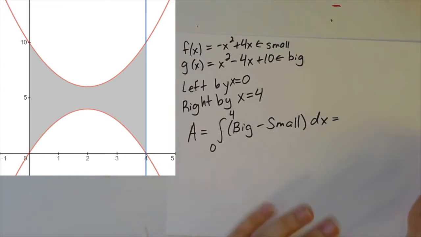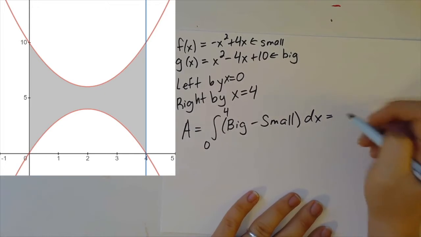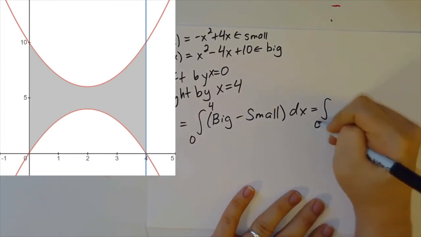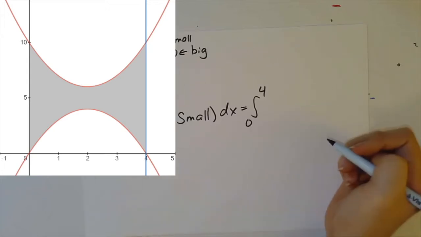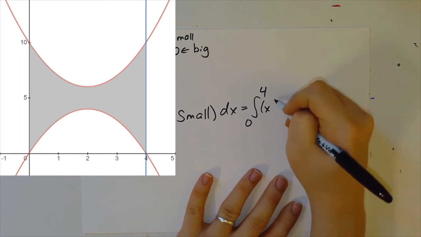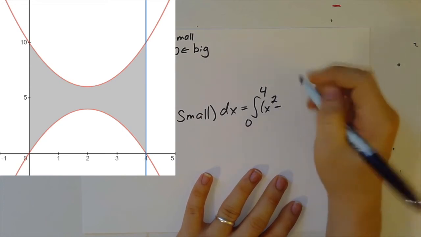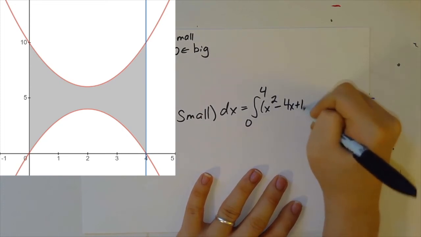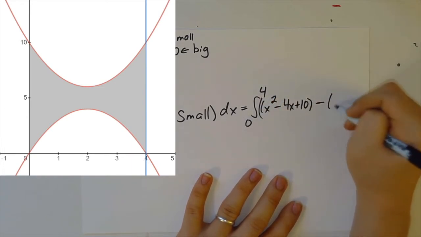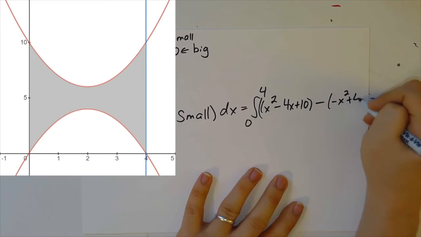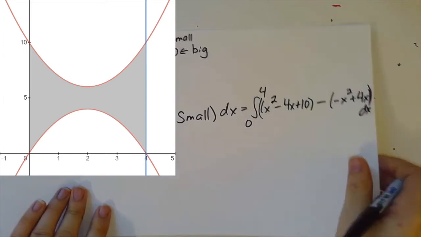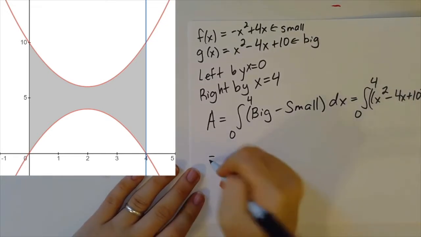Okay. But anyway, however you decide it, that means that this integral works out to be the integral from 0 to 4 of, and so g is the one on top, so that is x squared minus 4x plus 10 minus, and then minus x squared plus 4x dx.